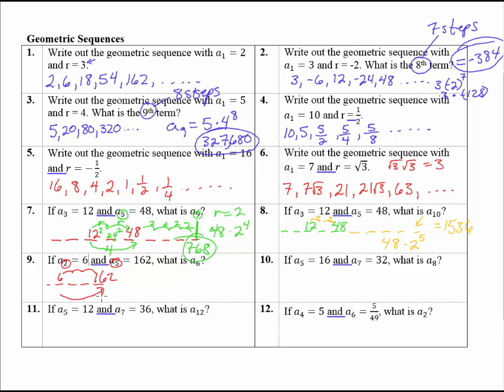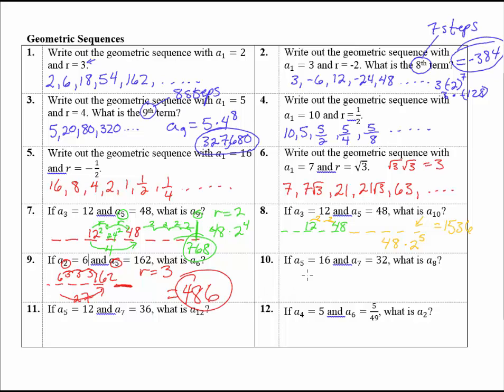162 divided by 6 is 27. So is there a number times itself, times itself, times itself 3 times that gives us 27? Indeed, that number is 3 times 3 times 3. So that common ratio, ta-da, equals 3. So if we want to find out what this next guy is, we need to take 162 times 3, and the calculator says 486. That's what A sub 6 is.